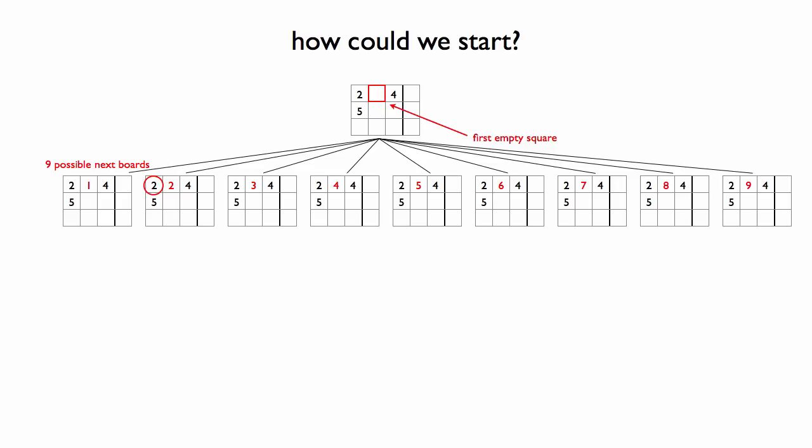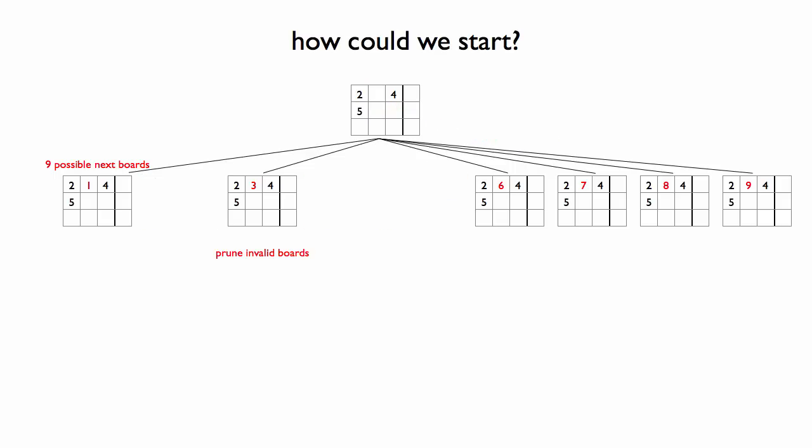The second board is invalid because that gives you 2 2s in the same row. So we can cross that one out right away. And the third board is invalid because it gives you 2 4s in the same row. And the fifth board is invalid because it gives you 2 5s in the same box. So we can immediately rule out the invalid boards. And in this case, that leaves us with just 6 next boards.